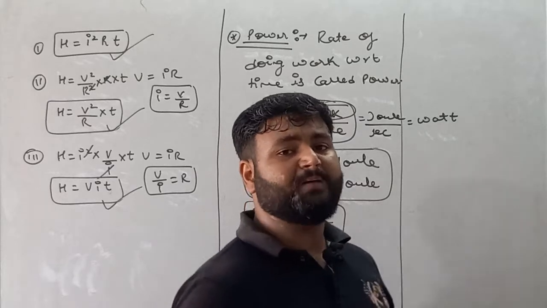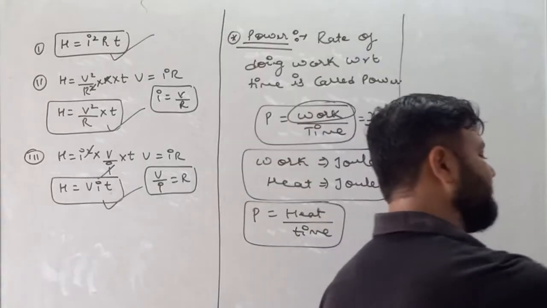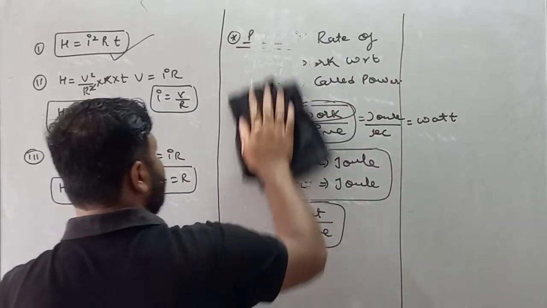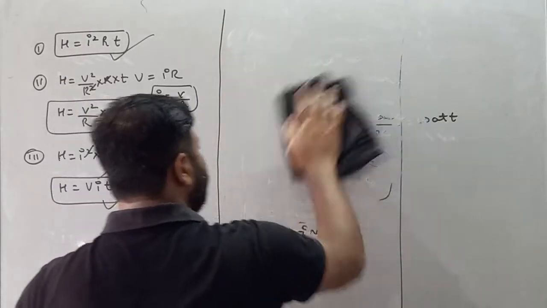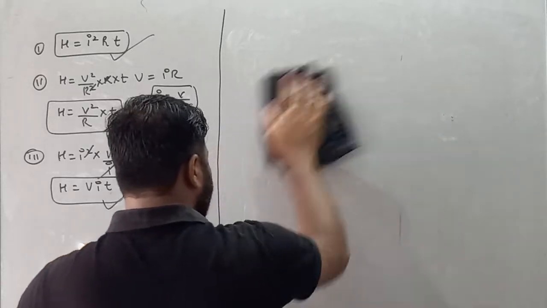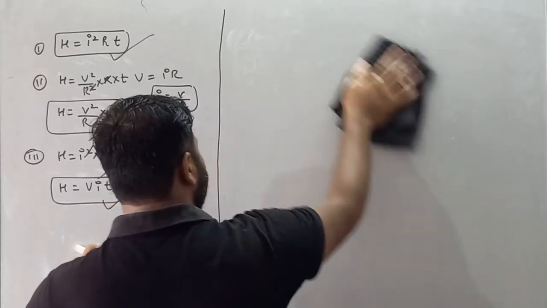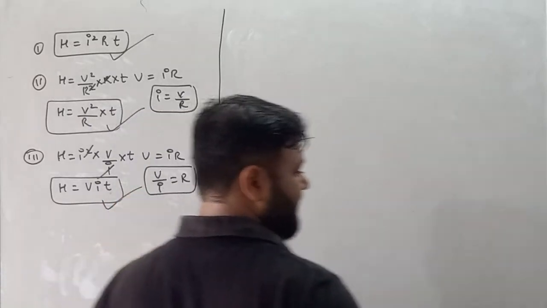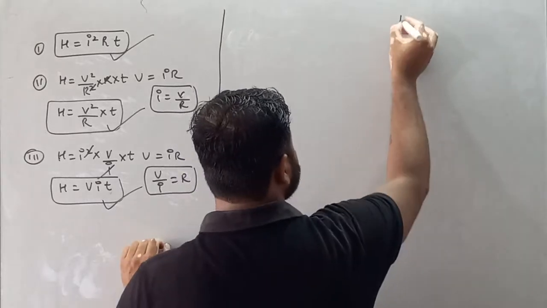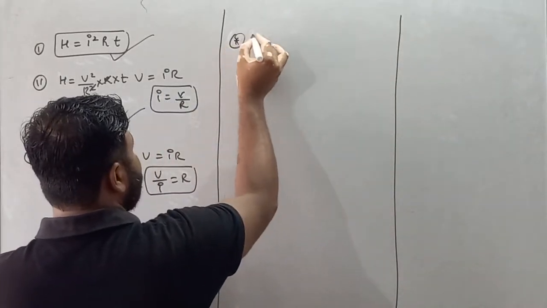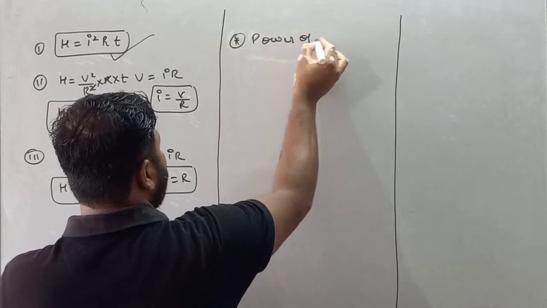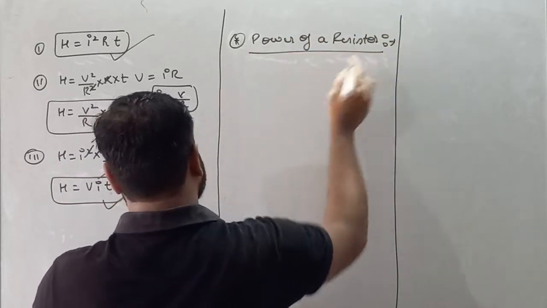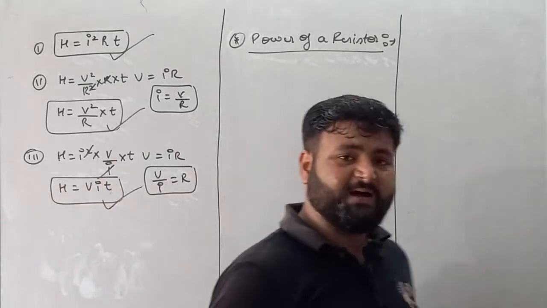So write down power of a resistor. Power of a resistor means how much heat is dissipated by the resistor in 1 second. Write down the amount of heat. Our topic is power of a resistor. So write down the definition of power of a resistor.